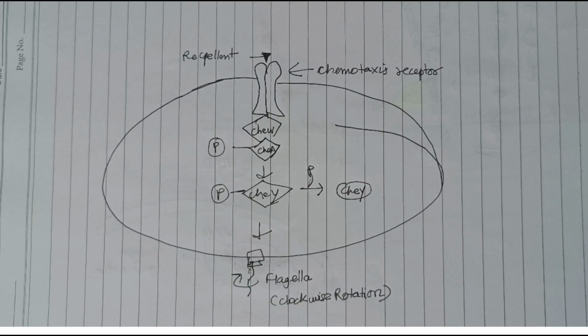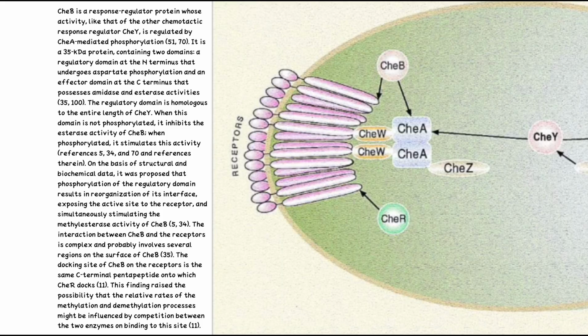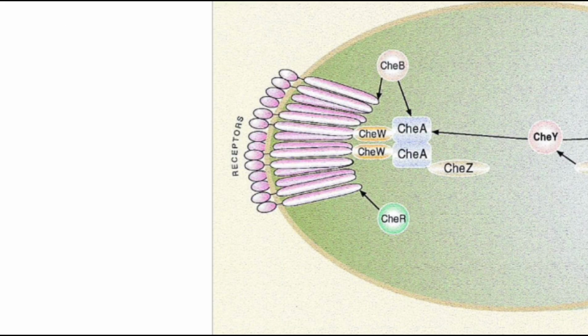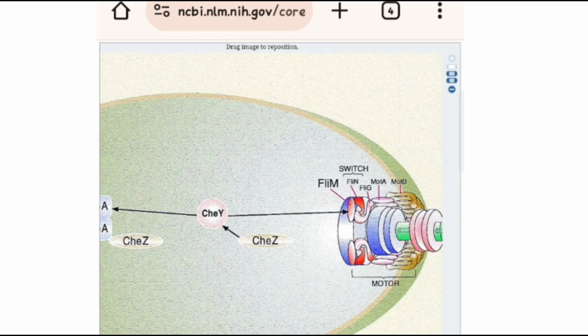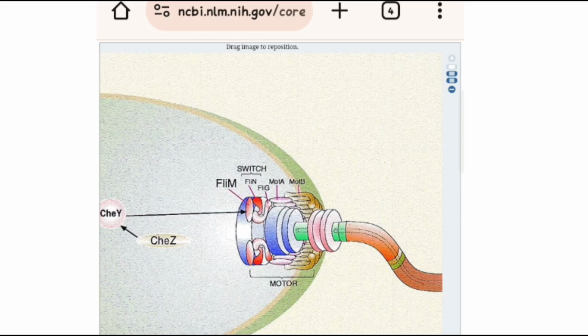Then receptor clustering: the MCPs, the chemoreceptors, cluster together at the poles of the bacterial cell, and this grouping makes them very sensitive. So every tiny change in chemical level can be detected, and these clusters work together, kind of like teamwork, to decide how the bacteria should move.